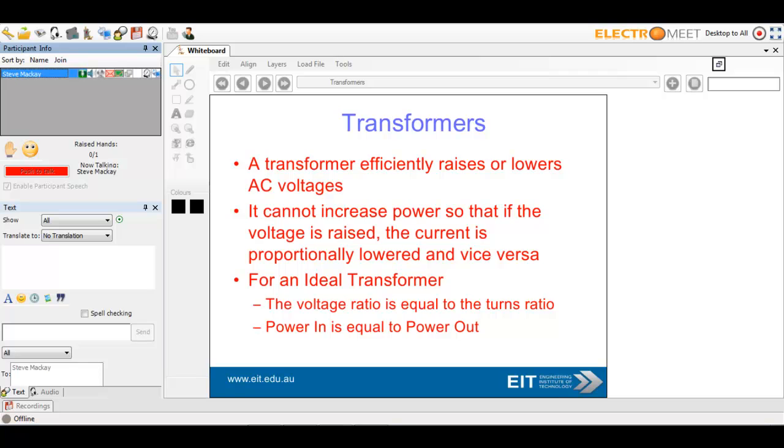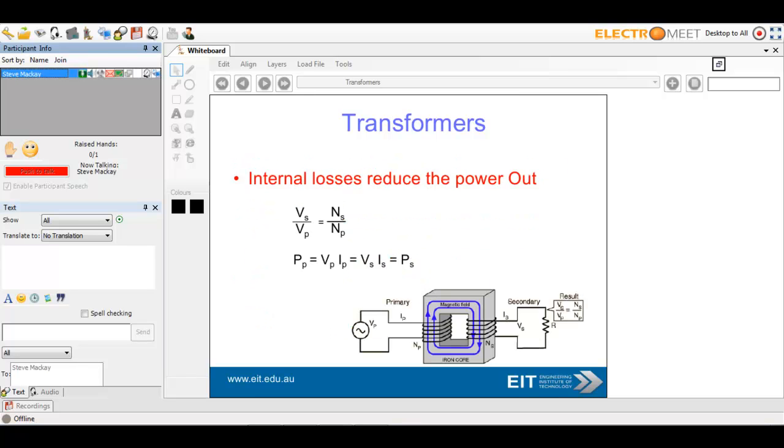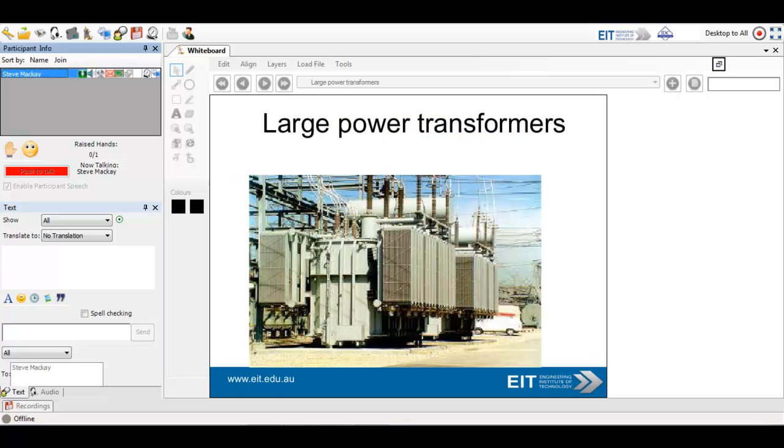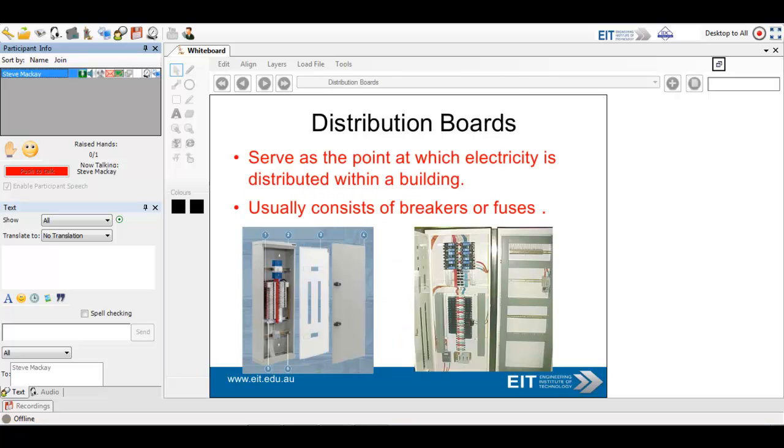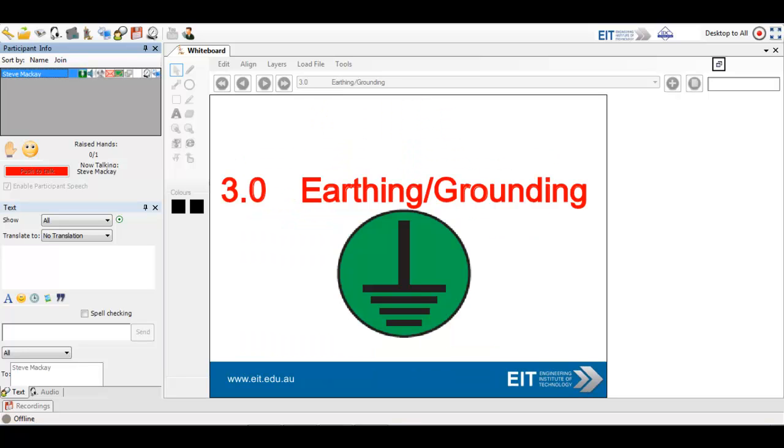Transformers, obviously very important to raise or lower voltages. Here's a typical formula: V secondary over V primary equals number of turns of secondary over number of turns of primary. So this is the fundamental building block of a transformer. Very simplified diagram, of course. Power transformers are very important, and obviously distribution boards to distribute the power.